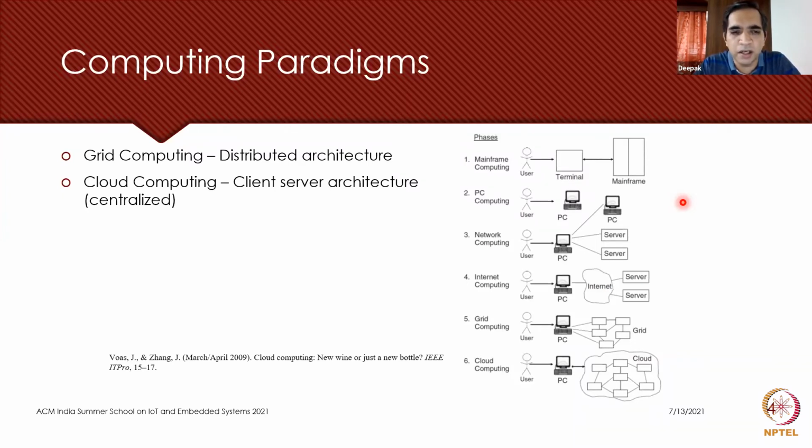Then came cloud computing, and it's a client server architecture. It's a centralized architecture, right? So you have a large pool of resources that is located in a particular place, and you as a user, using any of these machines like PC or mobile device, could access a set of resources from this cloud.